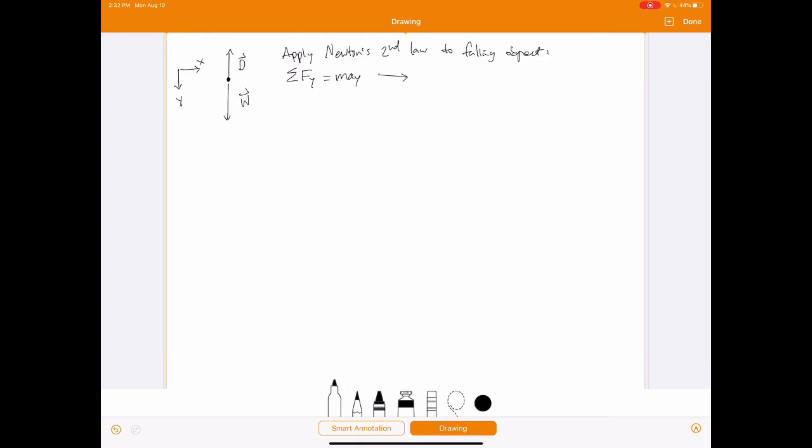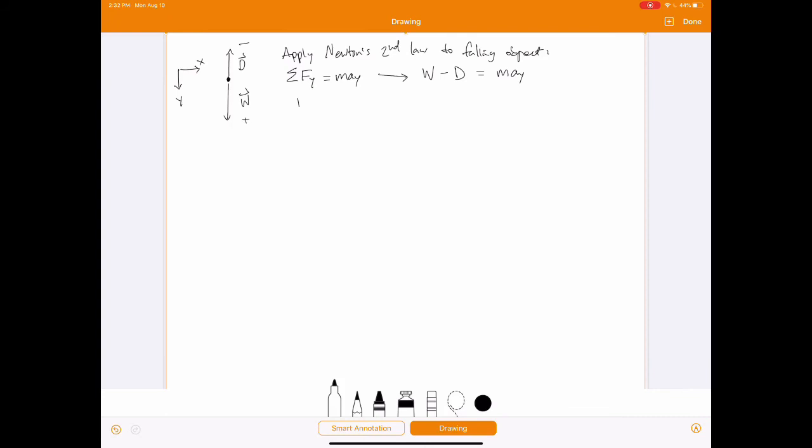Well, we have two forces. We have weight, and by the way, the weight is going to have a positive sign because it's pointing in the positive y direction, just by the way we set the coordinate system up. The drag force is going to be pointing in the negative direction. So I'll have W minus D, and that equals M times a_y.